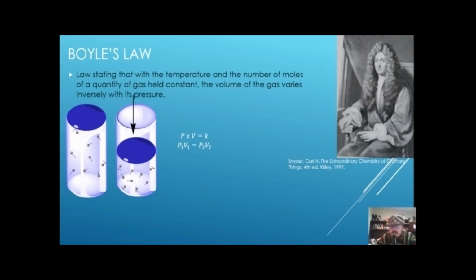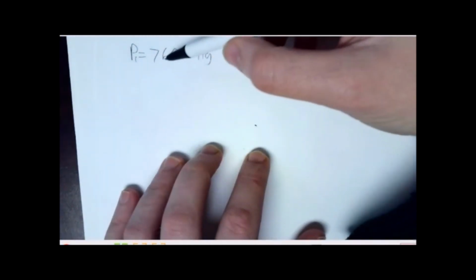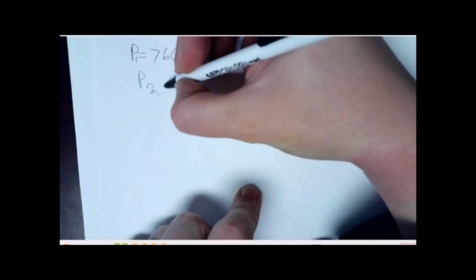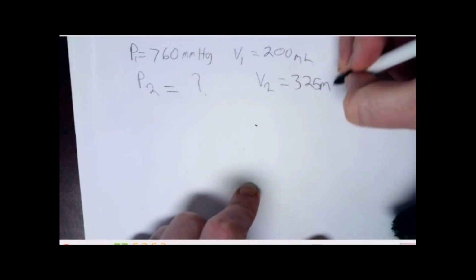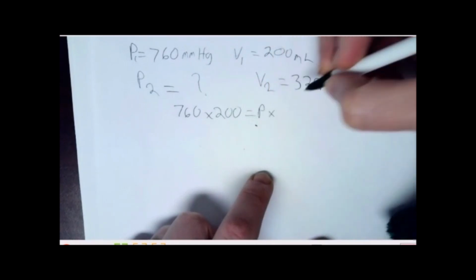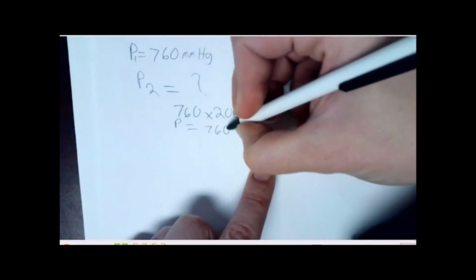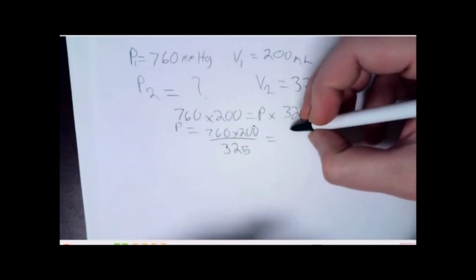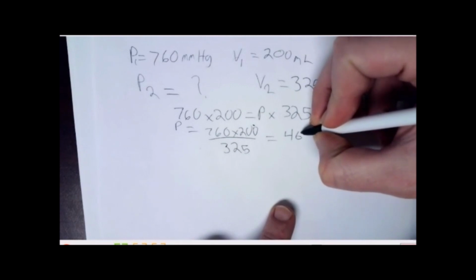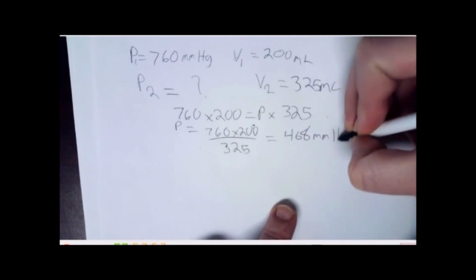We will look at an example of some problems with Boyle's law in just a second. If the pressure of a gas is 760 millimeters of mercury when the volume is 200 milliliters, what would the pressure be if the volume of situation 2 is 325 milliliters? So we're going to set up the expression that 760 times 200 equals P times 325. So to solve, P is equal to 760 times 200 divided by 325. We do that and would get a pressure of 468 millimeters of mercury.